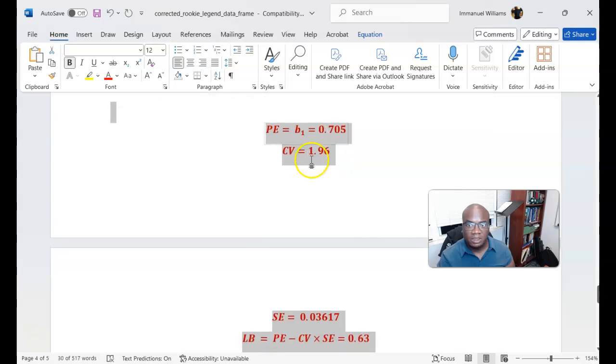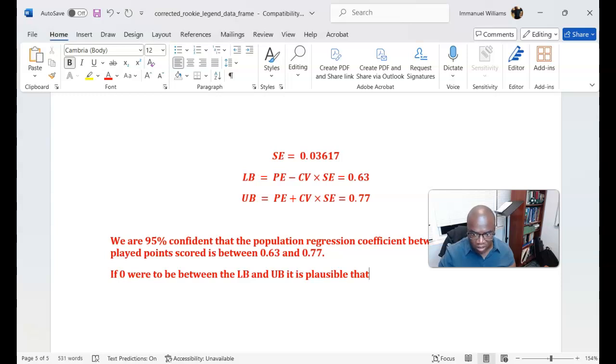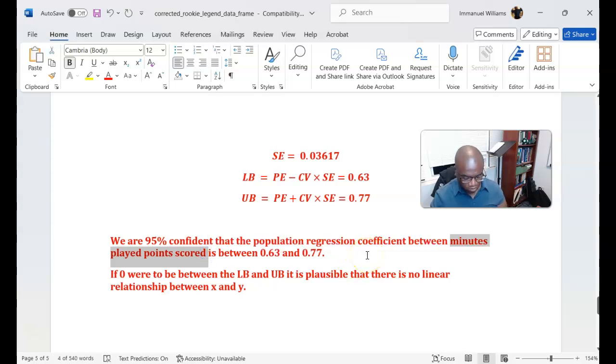I said what the implications regarding zero are, okay? If zero were to be between the LB and UB, it is plausible, it doesn't have to be guaranteed, but it's plausible that there is no linear relationship between X and Y. Because of time, I can just copy and paste it. Minutes played and points scored.